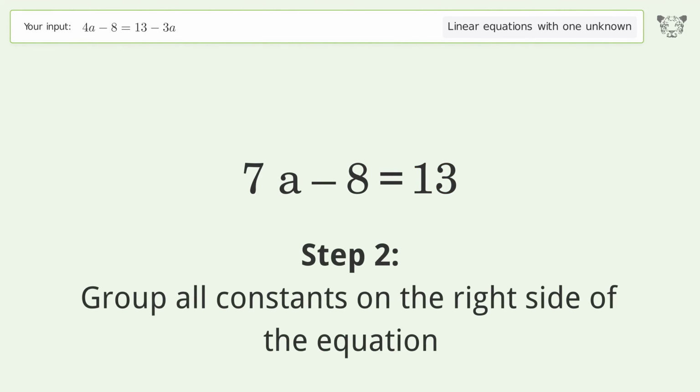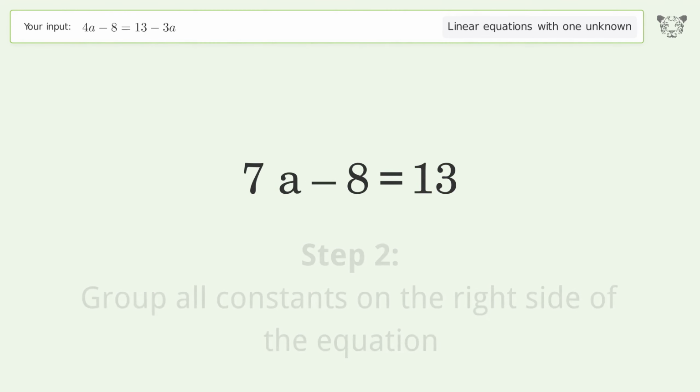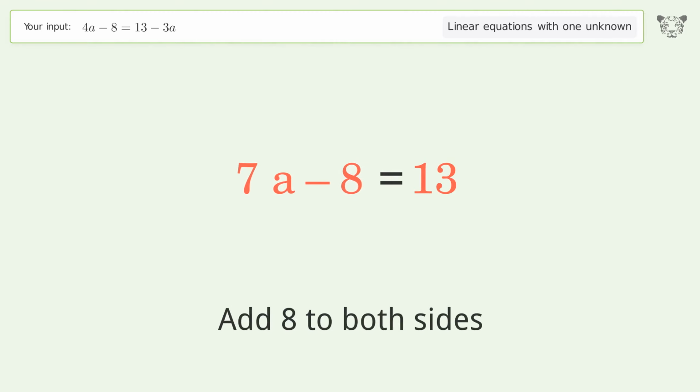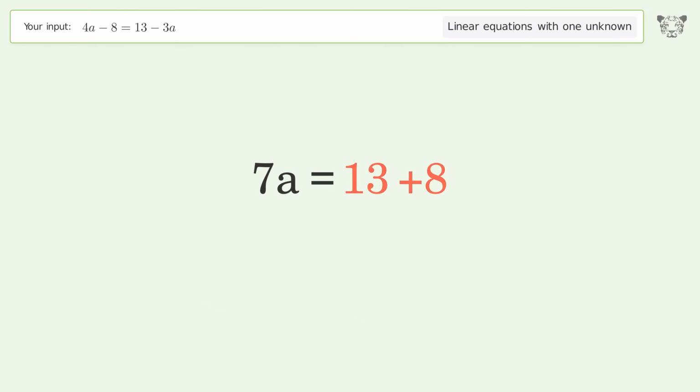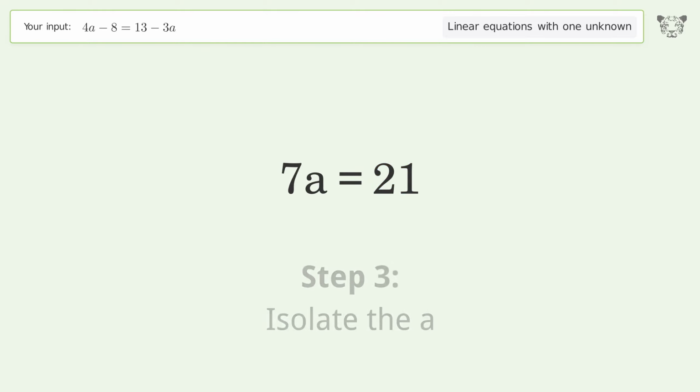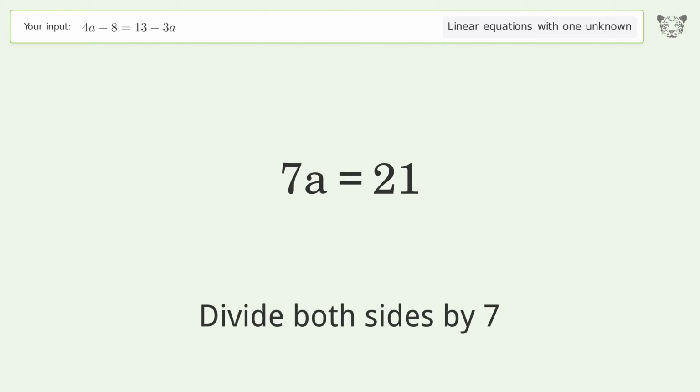Group all constants on the right side of the equation. Add 8 to both sides. Simplify the arithmetic. Isolate the a. Divide both sides by 7.